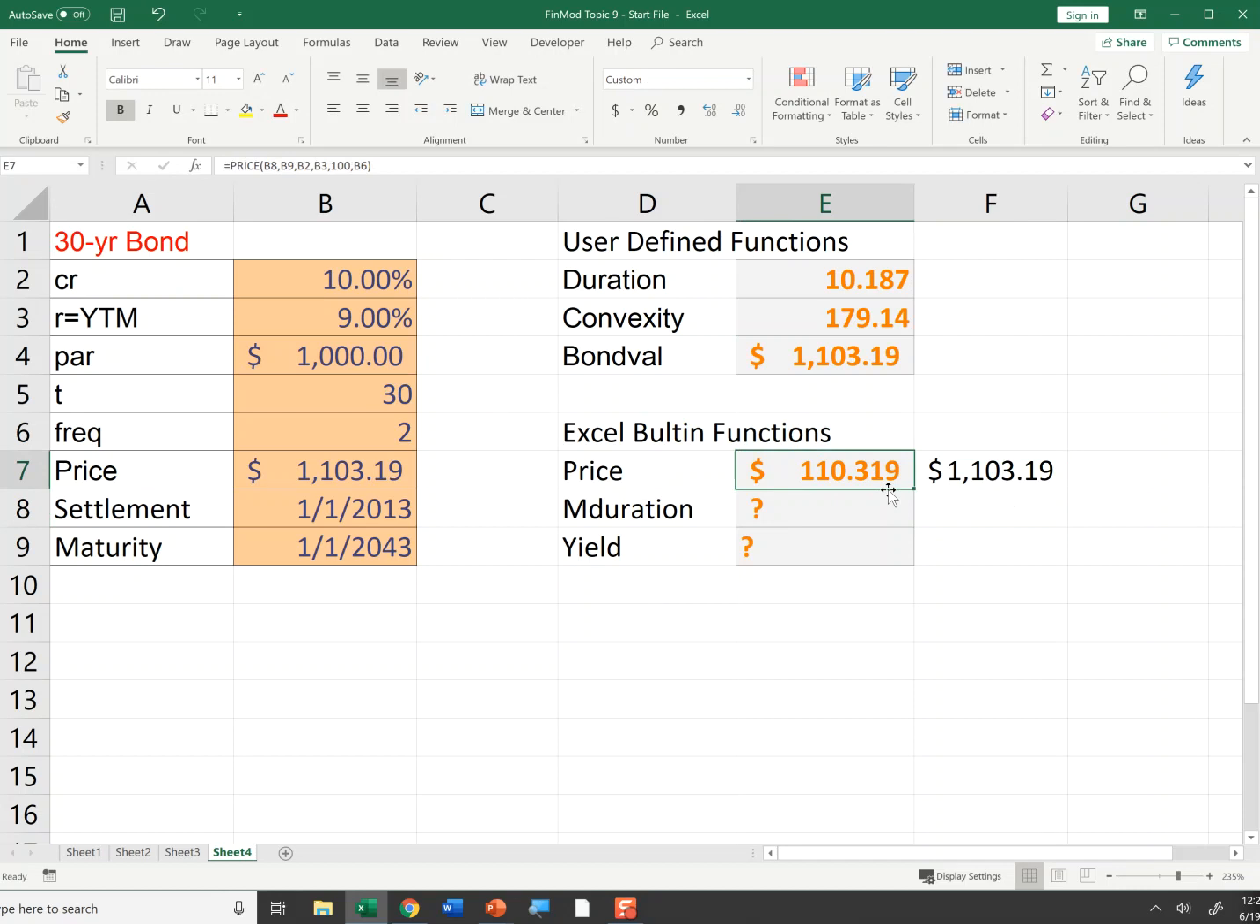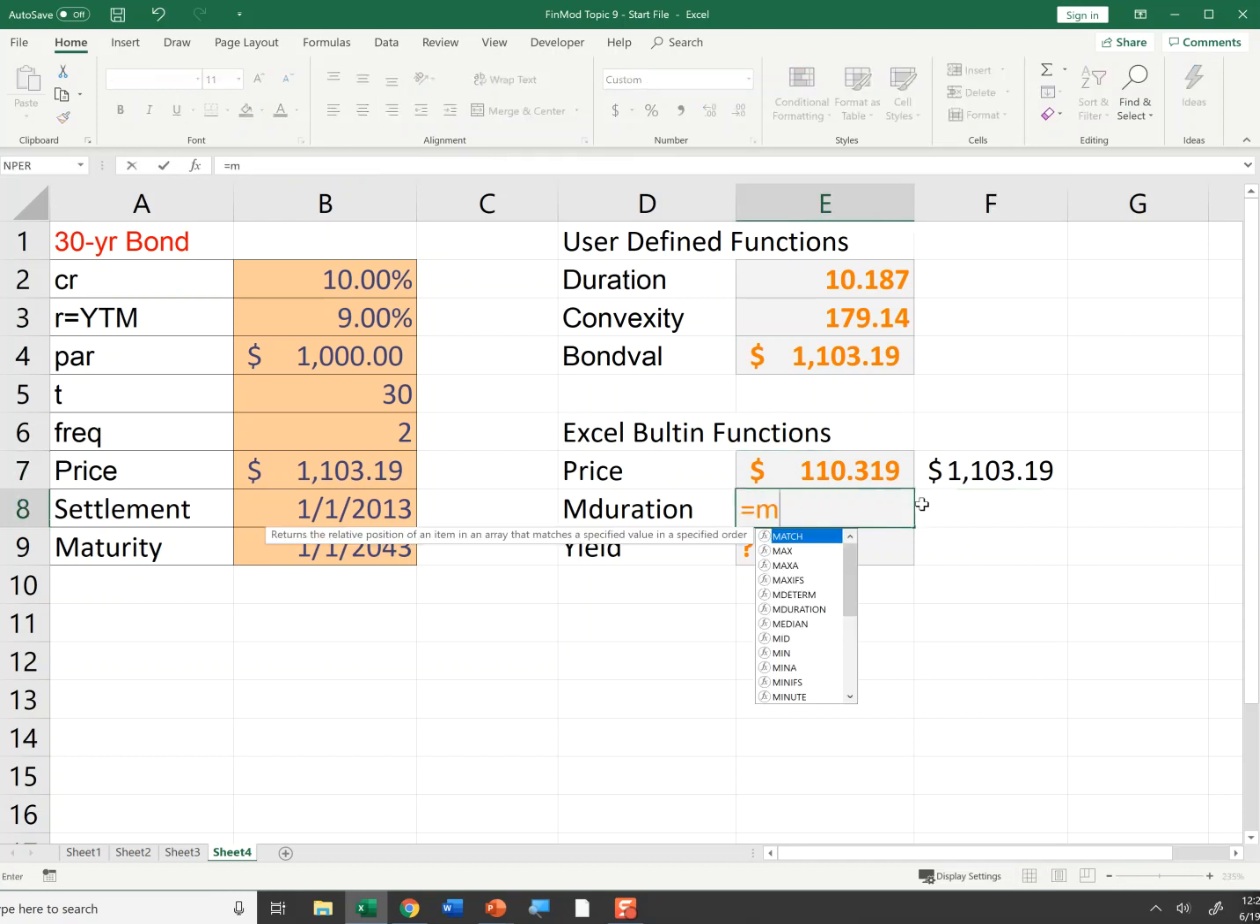However, in the bond world, we quote bonds not in prices that include their par. We just say that bonds are selling at what percentage of par. So in this case, we'd say this bond is selling at 110.319, even though with a par of 1,000, it's actually selling for $1,100.